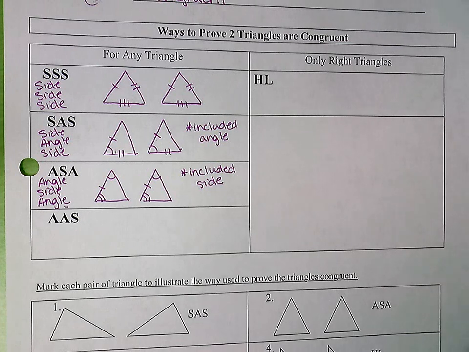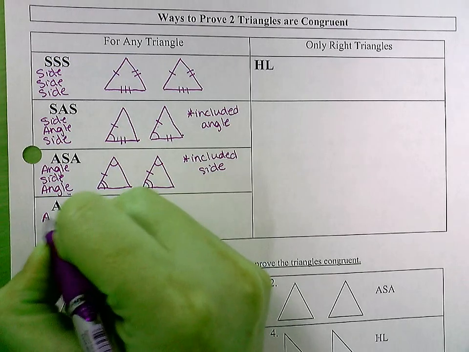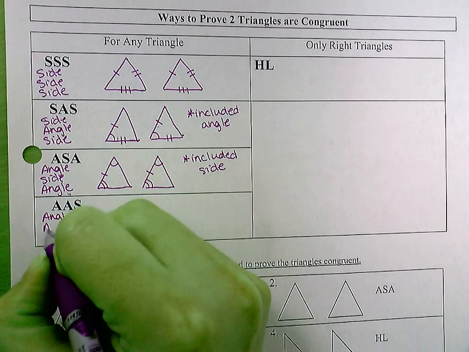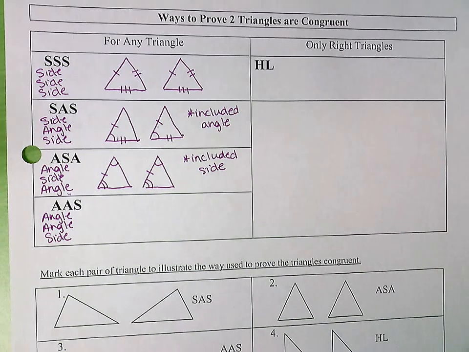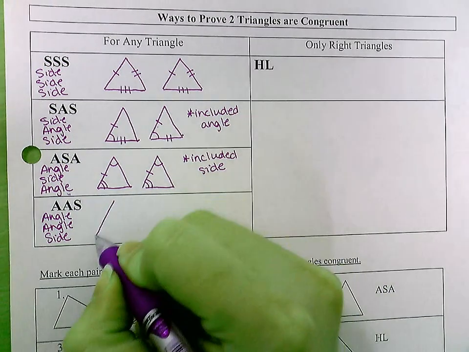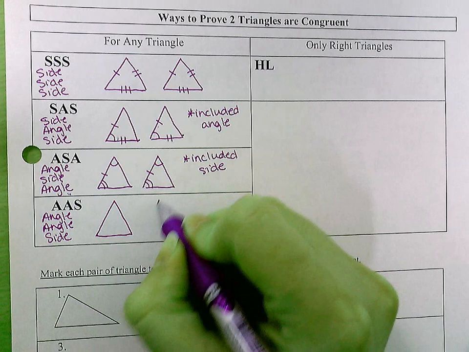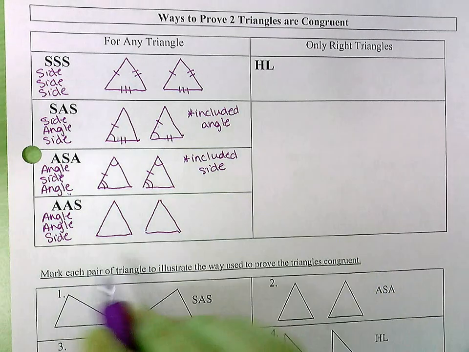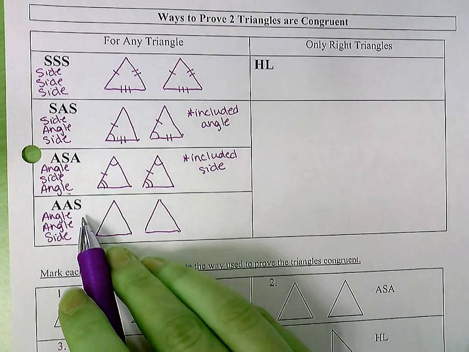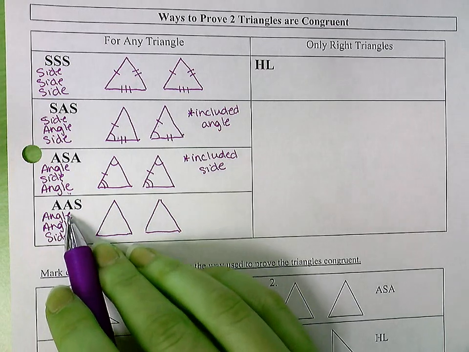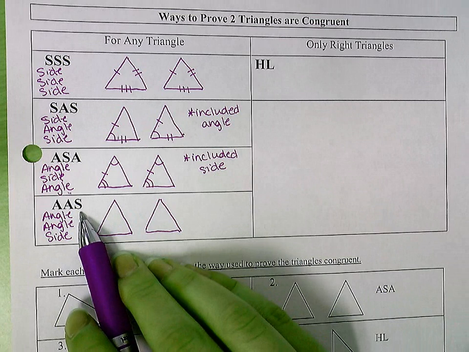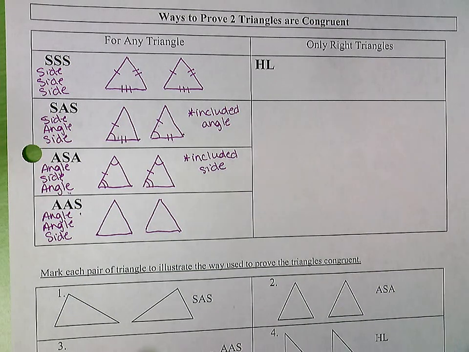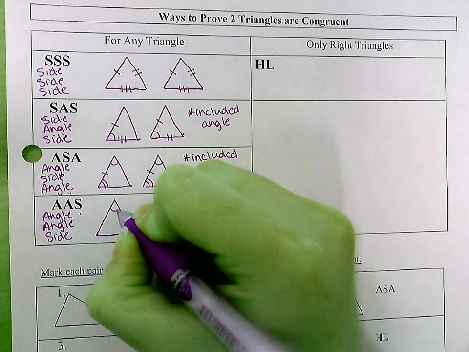Okay, the next one for any triangle is angle, angle, side. Okay, what you'll notice is that just like our last one, there's 2 angles congruent and 1 side. But with this, that's why your order is important. This one has an included side. This one has that non-included side. So your side's on the outside. It's not between those 2 congruent angles.